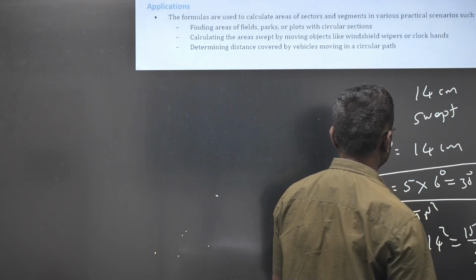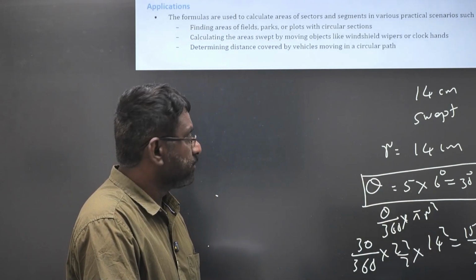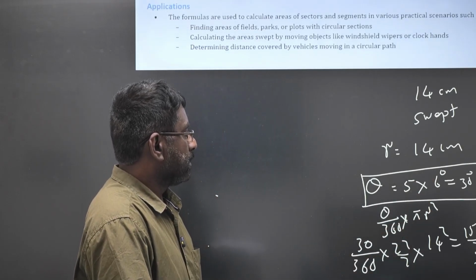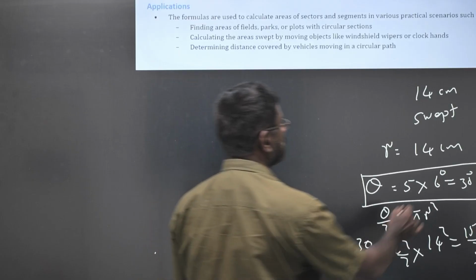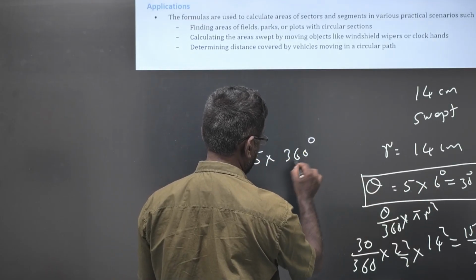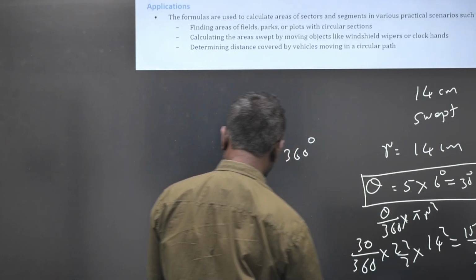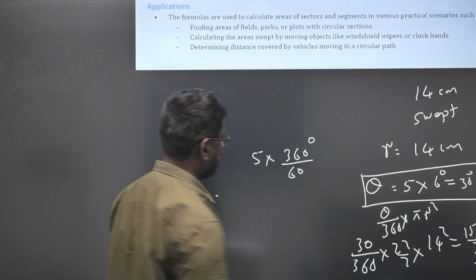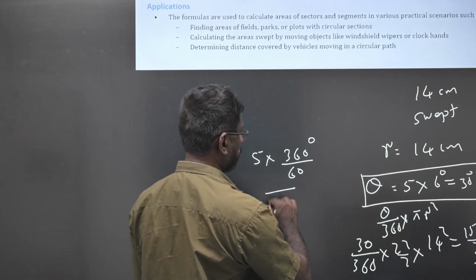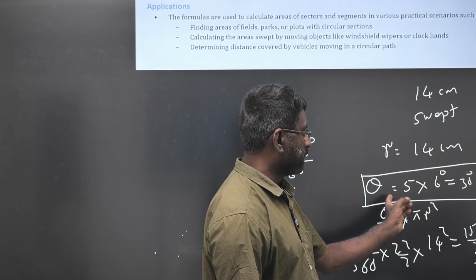How can we convert it? The angle traced by the minute hand in 5 minutes, you always multiply with 6 degree. How do you get it? 360 degree by 60. Actually, this is the idea. 360 by 60 is 6. This is the fundamental formula. So you just multiply with 6 degree and you will get the corresponding angle.